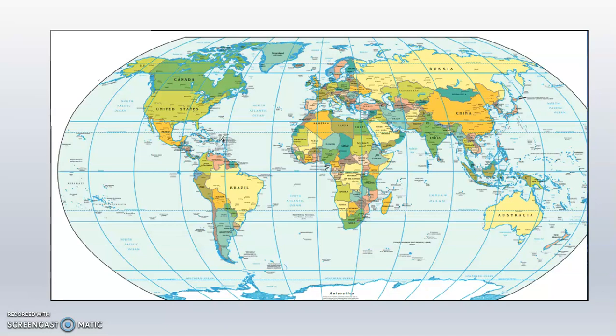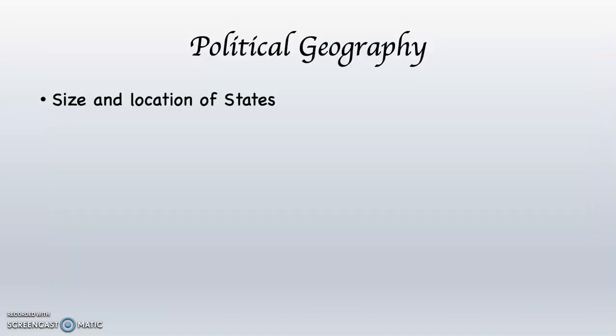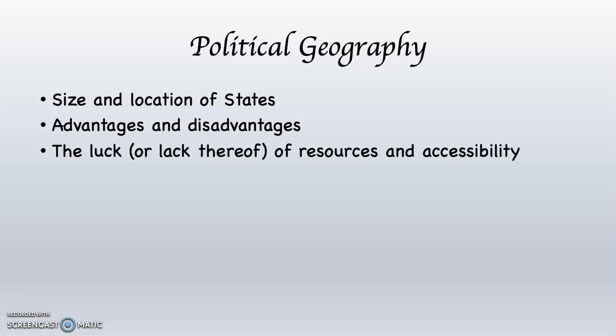Okay, so the question really becomes this: the size and location of states. There are going to be advantages and disadvantages to size and location, as you can probably already guess. There's a kind of luck or lack thereof of resources and accessibility when you draw borders around a country. In other words, does it have access to the things it's going to need, including transportation? This is one of the things we talked about when we were talking about shapes of states. And what about resources? Does it have natural resources or not?